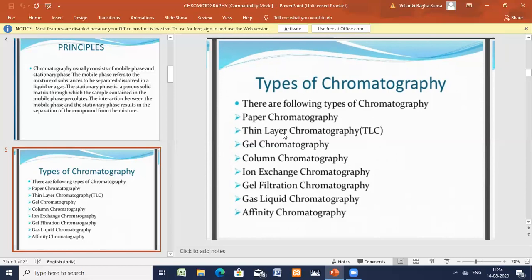Stopping. The most retarded moves slow and is eluted last. Coming to the types, you have paper chromatography. The principle was explained. Now, paper chromatography, thin layer chromatography, gel chromatography, column chromatography, gel filtration chromatography, gas liquid chromatography, affinity chromatography. Okay, so these are the different types.